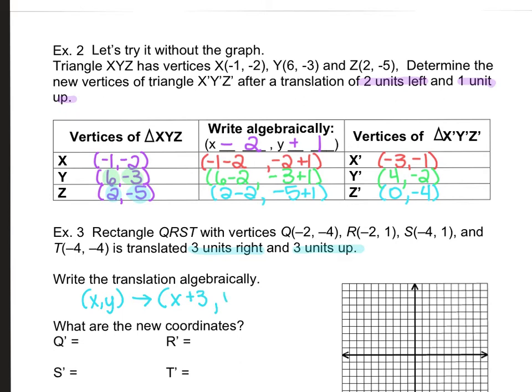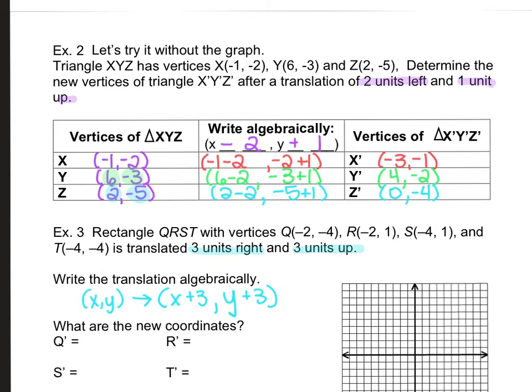So then it tells us that it goes 3 units up. That would affect our y value. So up is more positive. So moving up would also add 3 to each of our y values. So when they say write it algebraically, that's what they mean. Tell me what happens to each of the x and each of the y values.